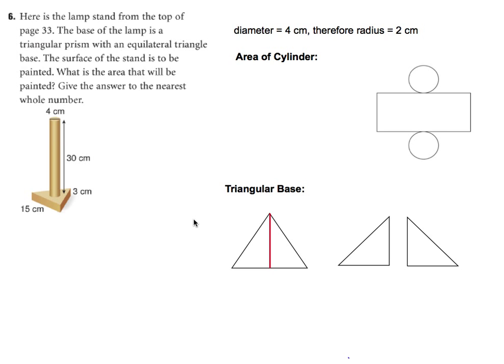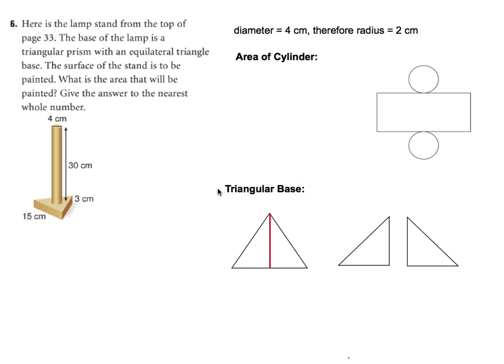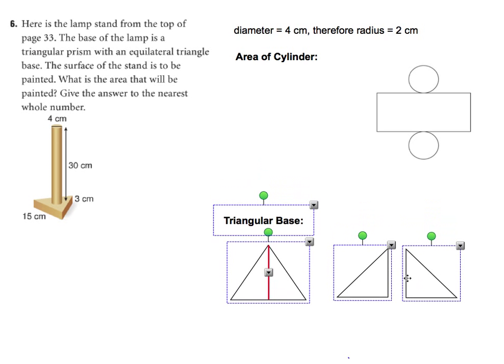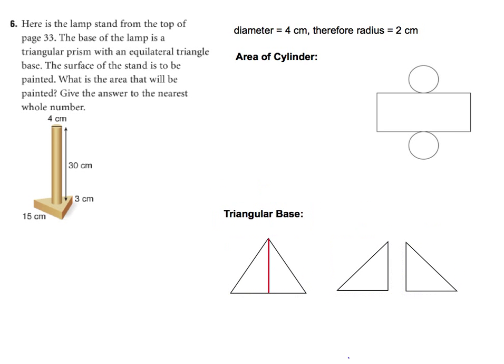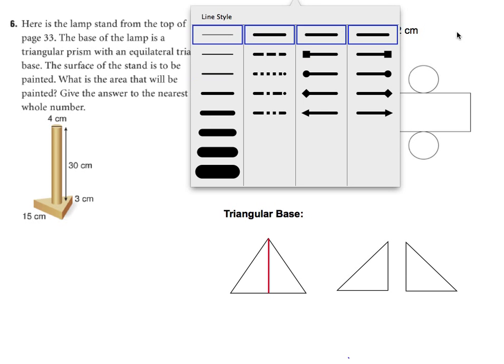So here we have a triangular prism on the bottom and a cylinder that attaches to it. So what I'm going to do is find the area of the cylinder first, and then we'll deal with the triangular base. So I'm just going to move this down a little bit. And again, if you need to pause this movie at any time, please feel free to do so.